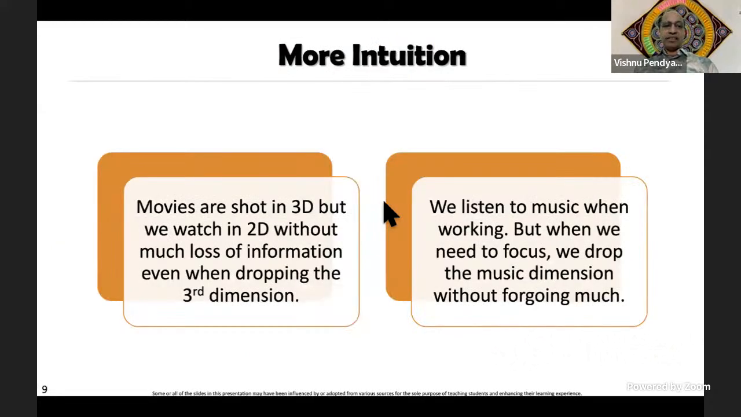Another intuition is that a lot of happenings in the real world, like movies, are shot in 3 dimensions, but we watch the movie in 2 dimensions without much loss of information, even when dropping the 3rd dimension, right? A lot of stuff in our day-to-day lives is extraneous. For instance, we listen to music when working, but when we need to focus, we drop the music dimension without foregoing much, right? When we want to make time, we try to forego some of the extraneous activities in our life to get more time, right? So this is a common concept, which is applied to data sets as well.